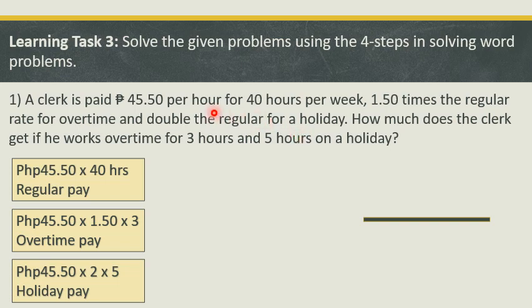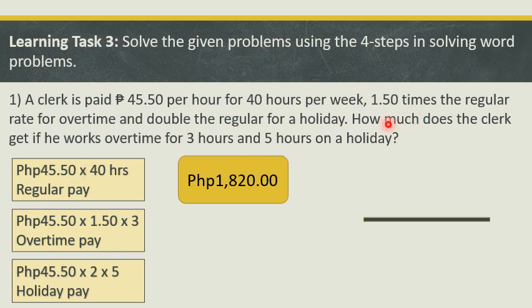So ang binabayad sa clerk kada oras ay 45 pesos and 50 centavos. So magkakaroon tayo dito ng tatlong hidden questions. Una natin, magkano yung binabayad sa kanya sa regular pay? So, kung 45 and 50 centavos sa isang oras, ilang oras pa siya nagtatrabaho sa isang linggo? 40 hours. So, magkano lahat yon? Ito ay regular pay niya lang. So, magkano yung 45 pesos and 50 centavos times 40? So, yun po ay 1,820 pesos. So, yung nakukuha niya, regular pay po yun.